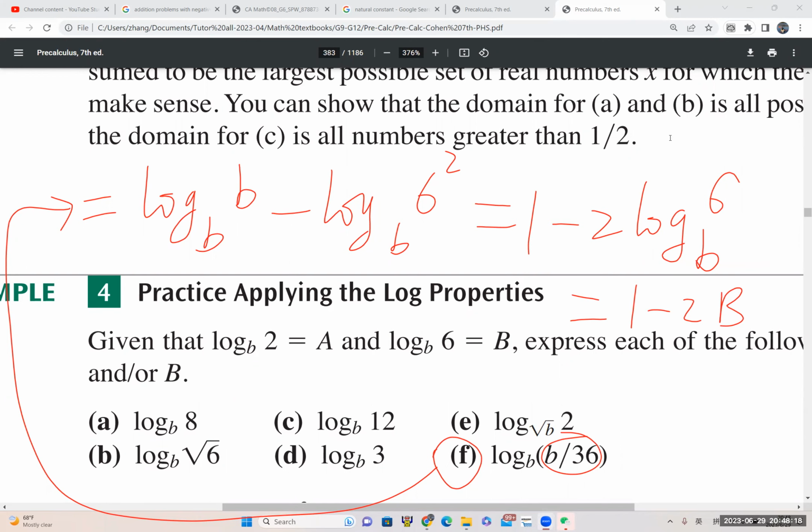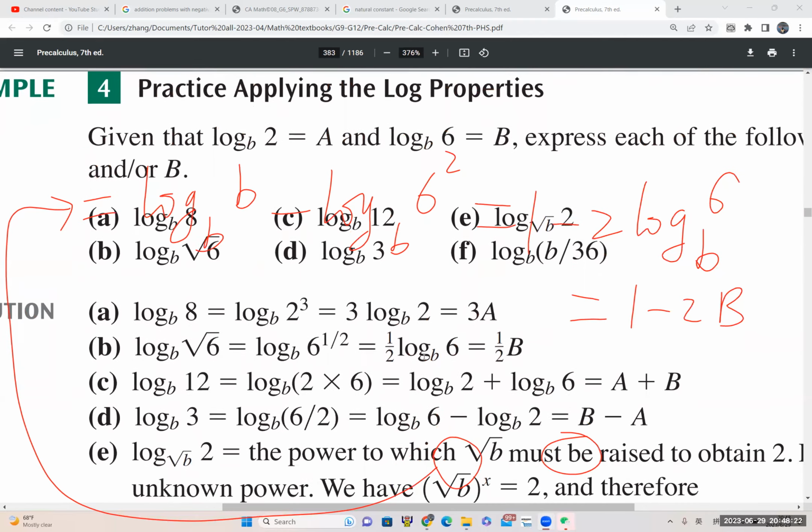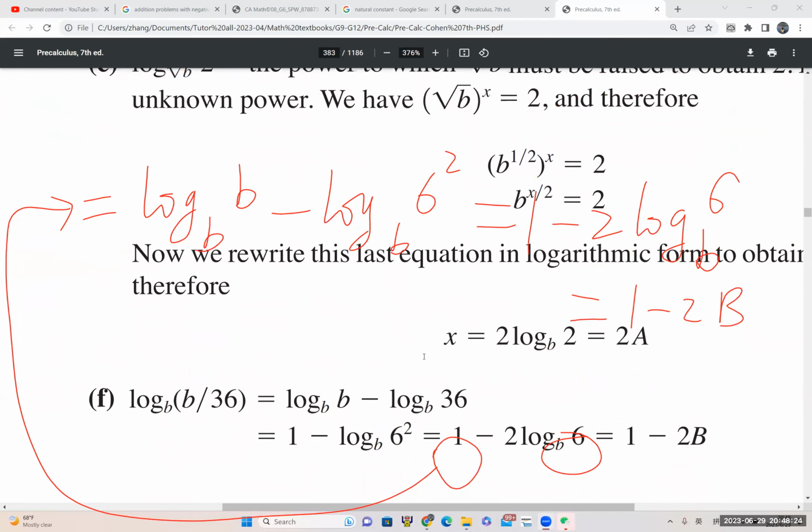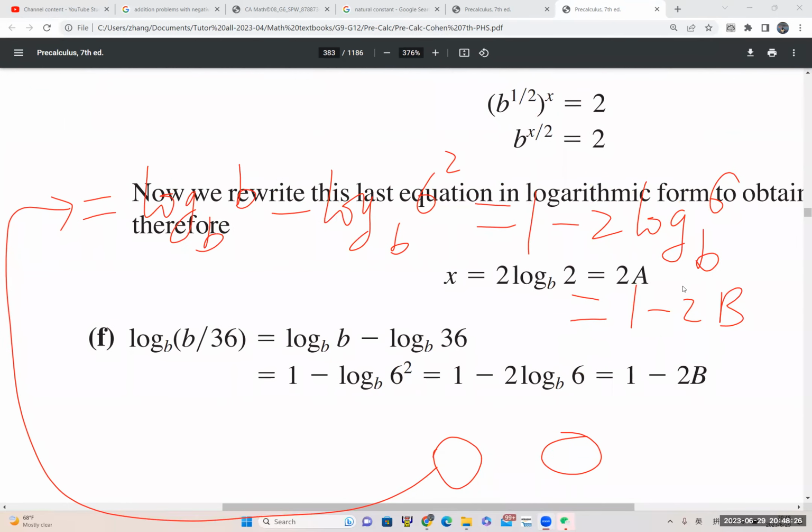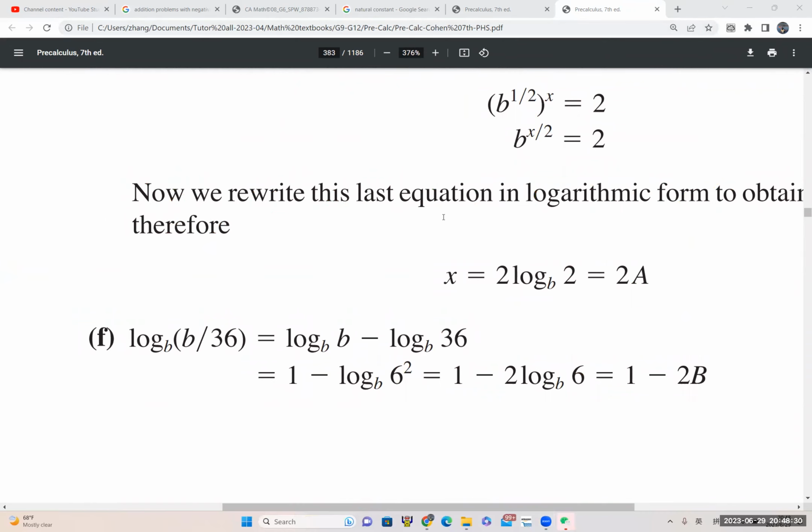So let's say for f, 1 minus 2b. Okay, you can go through the others by yourself.